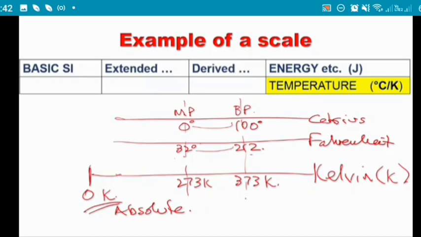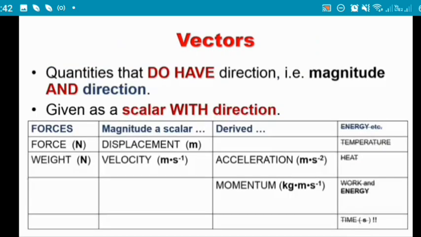Now we must move on and talk a bit about vectors. Vectors, of course, do have magnitude and direction. They're actually a scalar with direction, if you like. And we get very important ones, things like force, you've all heard about that, and velocity, you've all heard about that. Forces have units of newtons, and of course there's something called weight, which we'll talk about a bit more as well. Velocity has units of meters per second.